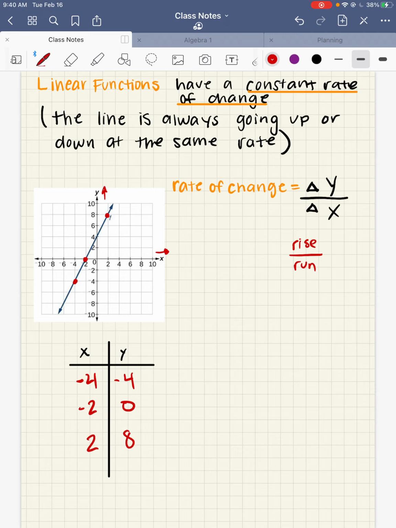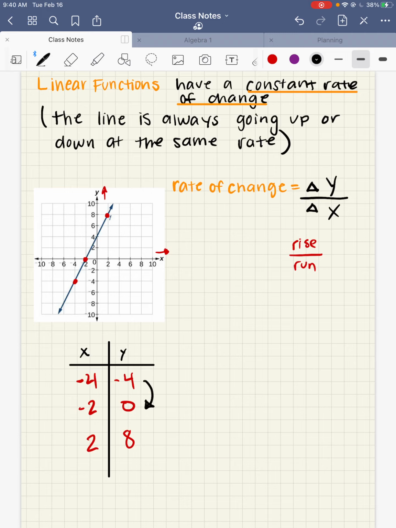That's 2, 8. Now, what we're going to do is we're going to use the same process to see if this gives us a linear function by comparing rates of change. So we said we wanted the change in y over the change in x to always be the same. So let's take a look at what we have down here. Let's do change in y first.